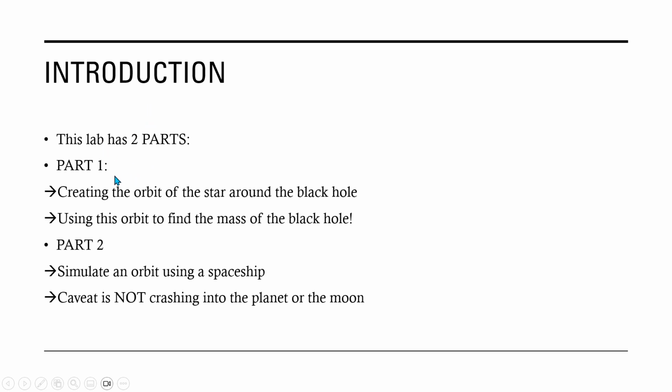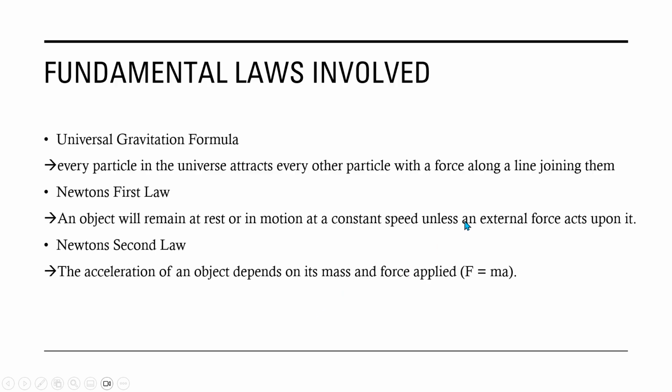We have two parts in this lab. The first part is creating the orbit of the star around a black hole and using this orbit to find the mass of the black hole. And our part 2 is to simulate an orbit using a spaceship, and the caveat is we must not crash into the planet or the moon that the spaceship is revolving around.